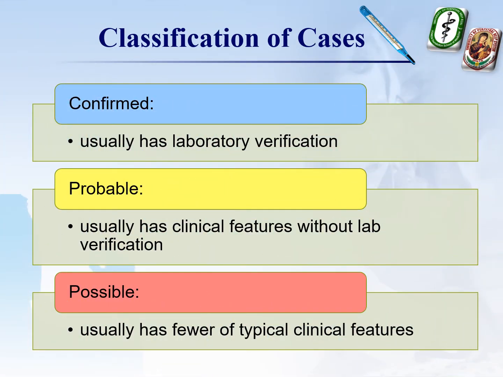So we classify cases: confirmed, possible, and probable. Confirmed usually has laboratory verification. Probable has clinical features without lab verification. And possible usually has few or atypical clinical features.